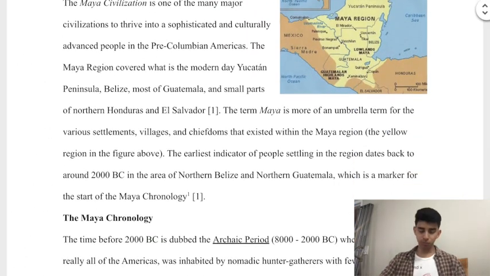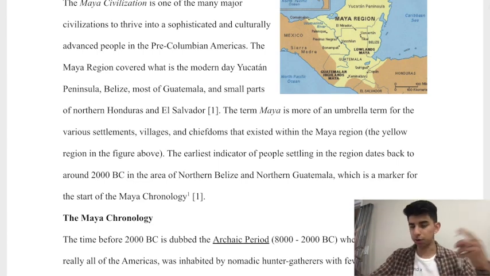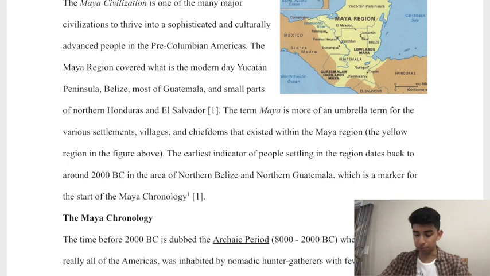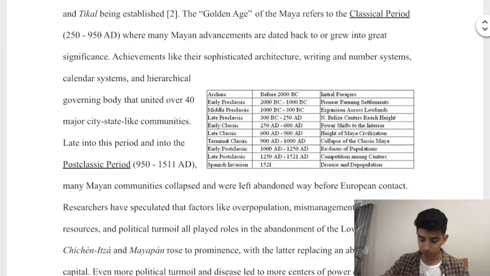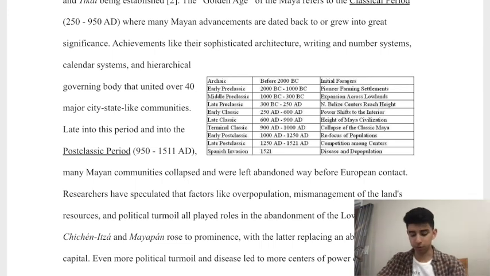And Maya is an umbrella term for all the various settlements and villages that existed within this Maya region. And the settlements in this Maya region thrived and lived from around 2000 BC all the way to 1521, when the Spanish came and depopulated the area. Now we can move into some math.